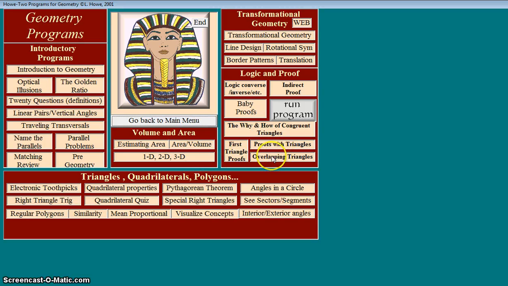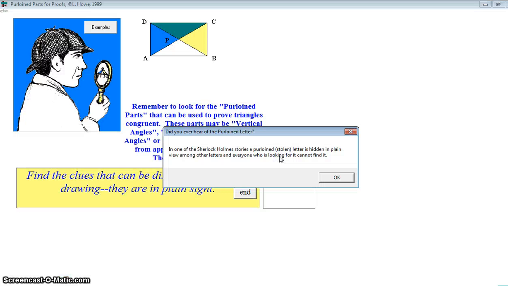Go to geometry and go to overlapping triangles. And you're going to get this message about the Purloined Letter. Did you ever hear of the Purloined Letter? How-To asks you. And it tells you in one of the Sherlock Holmes stories, a purloined or stolen letter is hidden in plain view among other letters, and everyone who is looking for it cannot find it.